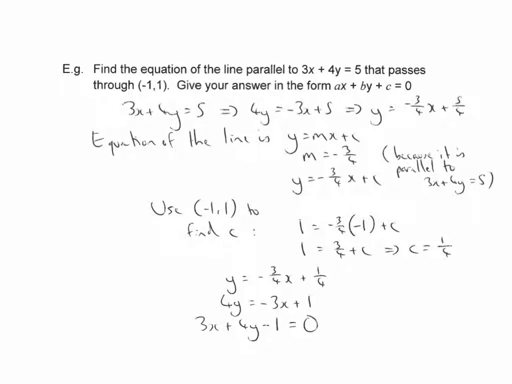First thing I'm going to try and find is m. So if these lines are parallel, they have the same gradient. So I would like to know the gradient of this thing here. And here's where there's the temptation to go wrong. People automatically say that the gradient of a line is the number in front of x. That's true when it's written in the correct form.